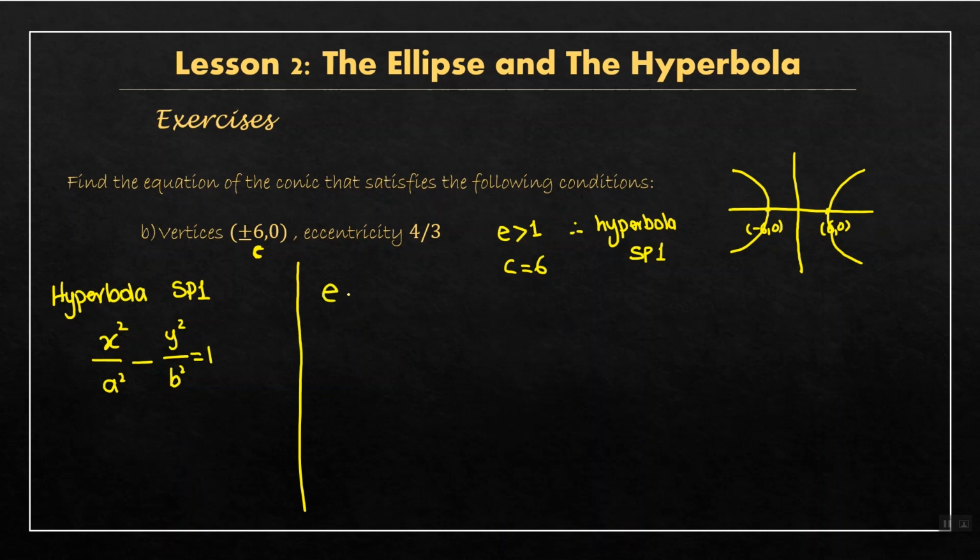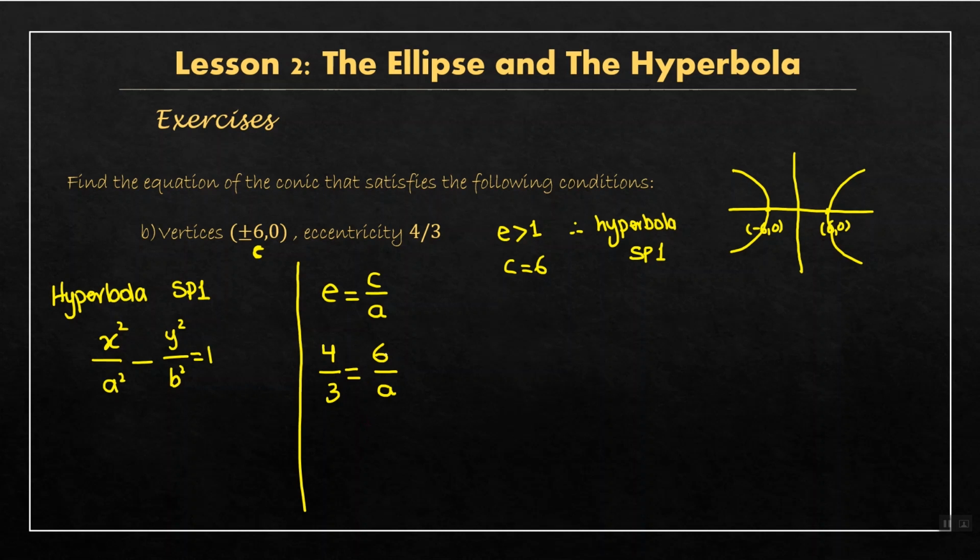E, the eccentricity, is equal to c over a. This is the rule of the eccentricity. Now, what do we know of these? We know the eccentricity itself. How much is it? It is 4 over 3. So we can substitute here 4 over 3 equals, we know how much is C. C is 6. So this is 6 over A. We don't know how much is A. So now we need to find how much is A.